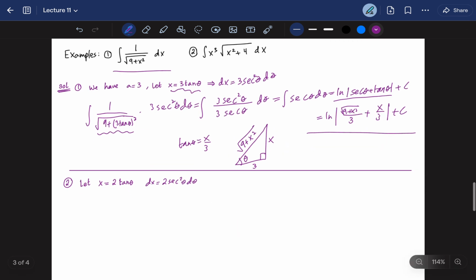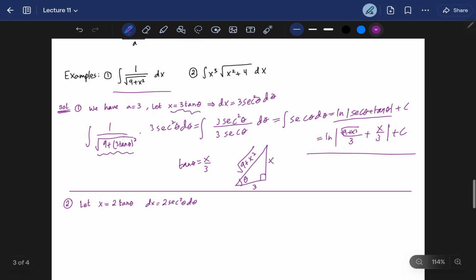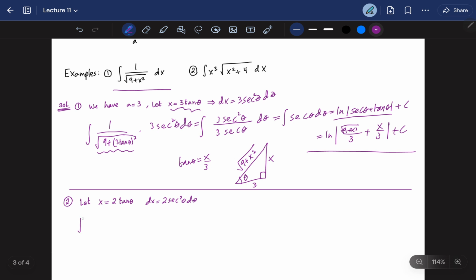Okay, now for the second example, we're going to do the same exact thing. Since a regular u sub would not work, I need to take my x to be 2 tan of theta and integrate, and then differentiate and plug it back in. So here, I've got x cubed inside of the square root and x squared on the outside, so a u sub would not work. So now let's put it back in. Instead of x, we have 2 tan of theta.